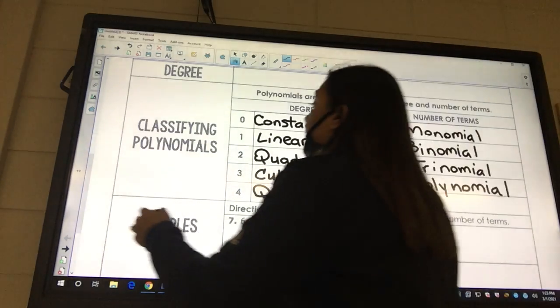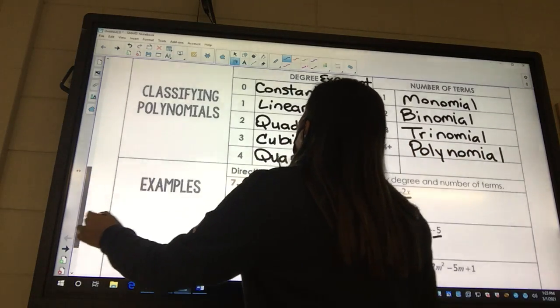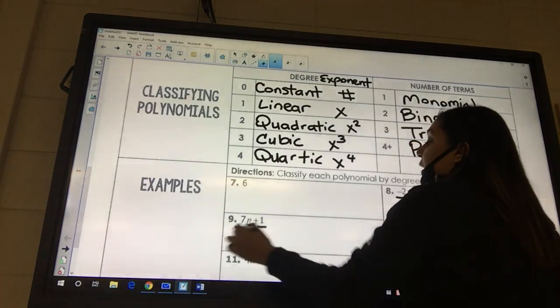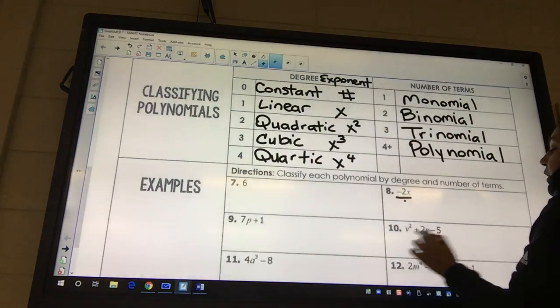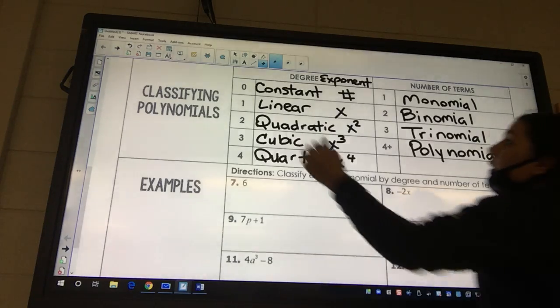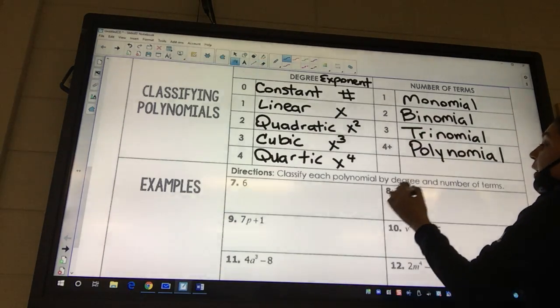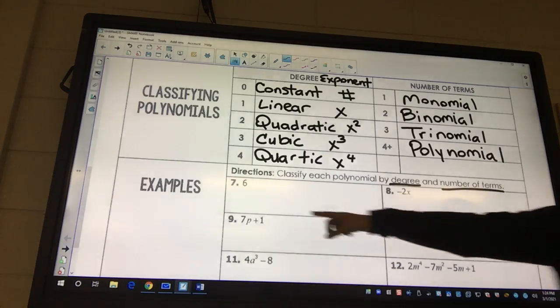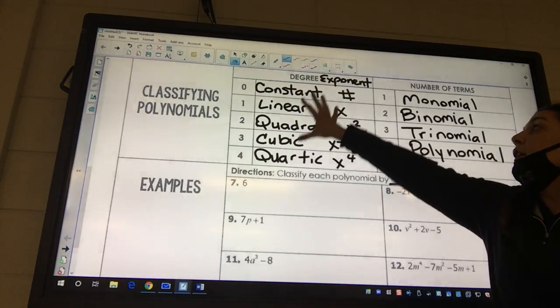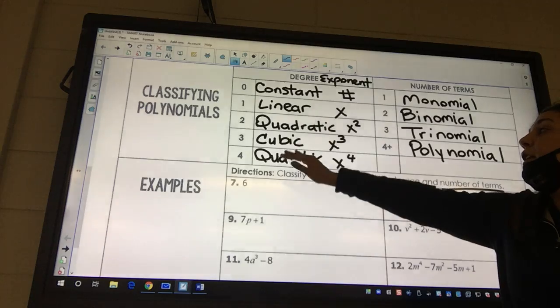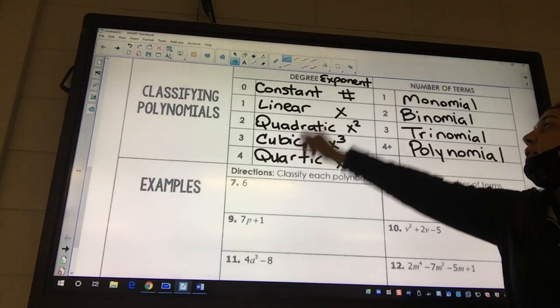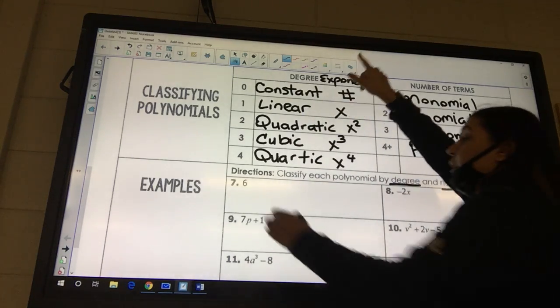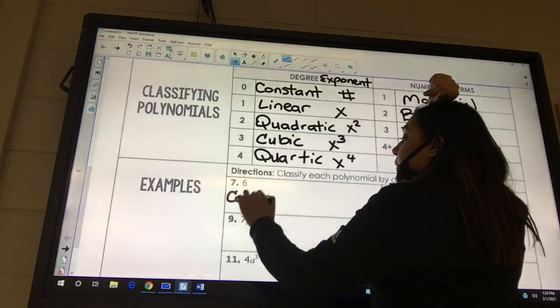Okay, look at number 7. From these, you can describe all these problems with 2 words. They want you to classify each type of polynomial by the degree and the number of terms. That means you should pick one from each column. So 6, what's it going to be? Constant, linear, quadratic, cubic, quartic. It's going to be a constant. It's just a number. So you're going to write constant.